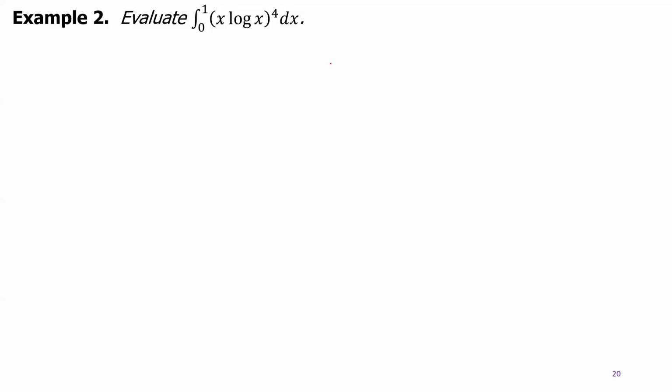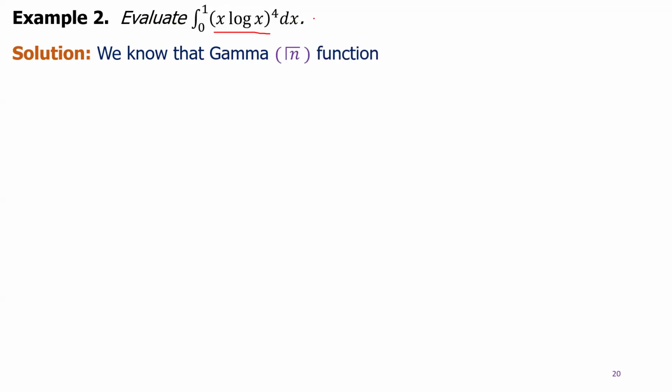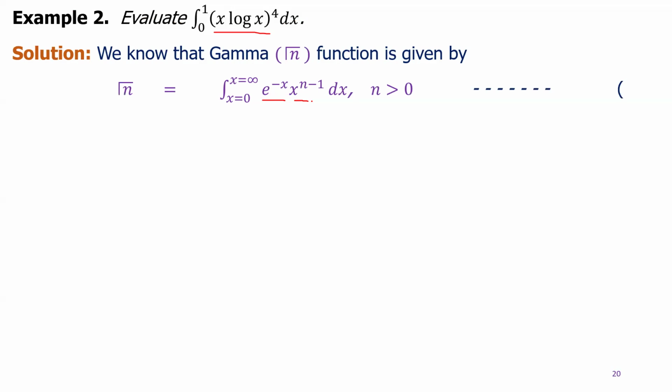Let us take one more example on gamma function. We have to evaluate the integration under the limit 0 to 1 of (x log x)^4 with respect to x. We know that the gamma function, gamma of n, is given by gamma n equal to the integration under the limit 0 to infinity of e to the power minus x, x to the power n minus 1 with respect to x. We have to evaluate this integration.